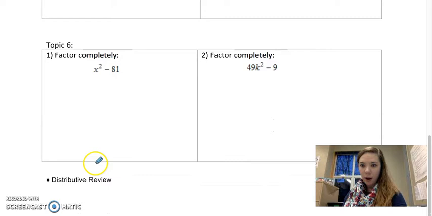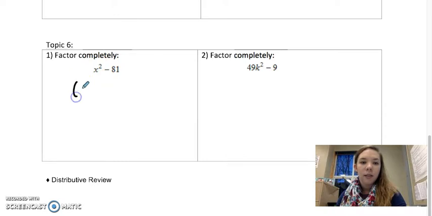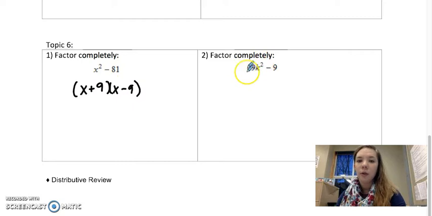Difference of two squares. So if both of these are perfect squares, then you want the square root of each, so the square root of x squared is x, and the square root of 81 is 9, and then you want one that's addition and one that's subtraction. Same here, the square root of 49k squared is 7k, the square root of 9 is 3, you want one that's addition and one that's subtraction.